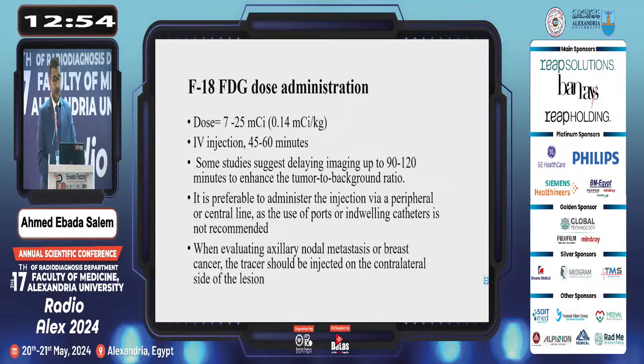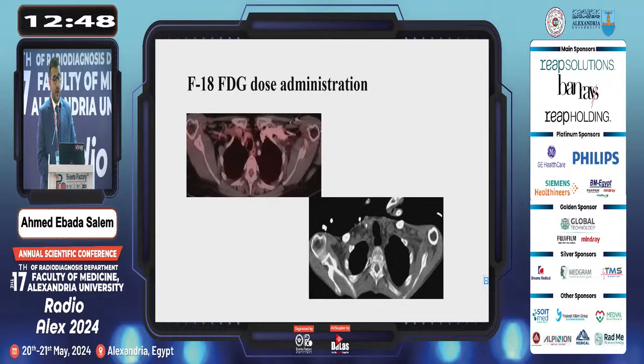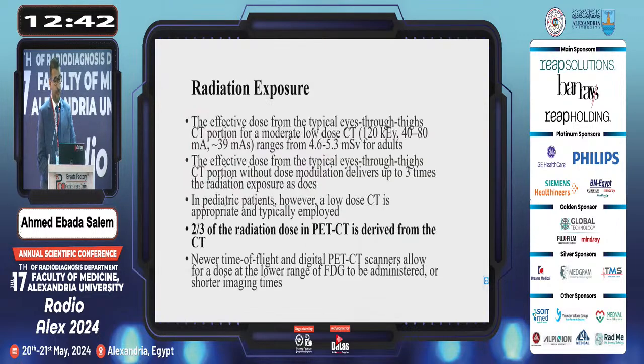When evaluating axillary nodes or breast cancer, the tracer should be injected on the contralateral side, because if you don't do so, IV contrast or FDG can hide underlying axillary nodes or supraclavicular lymph nodes.